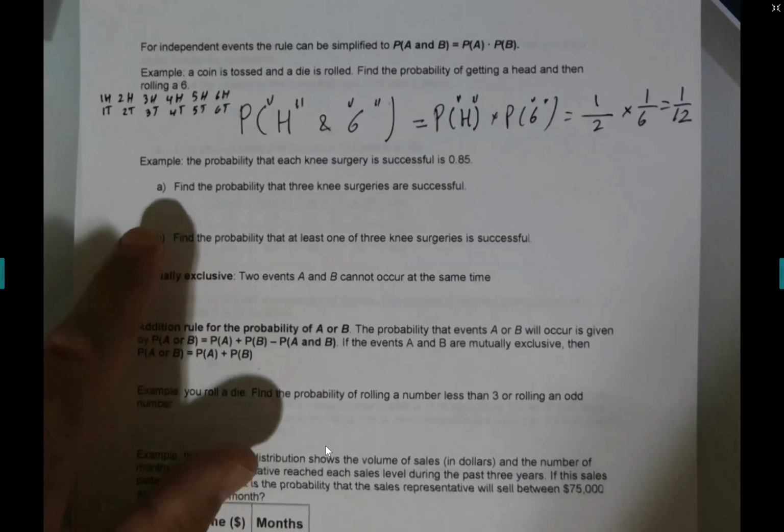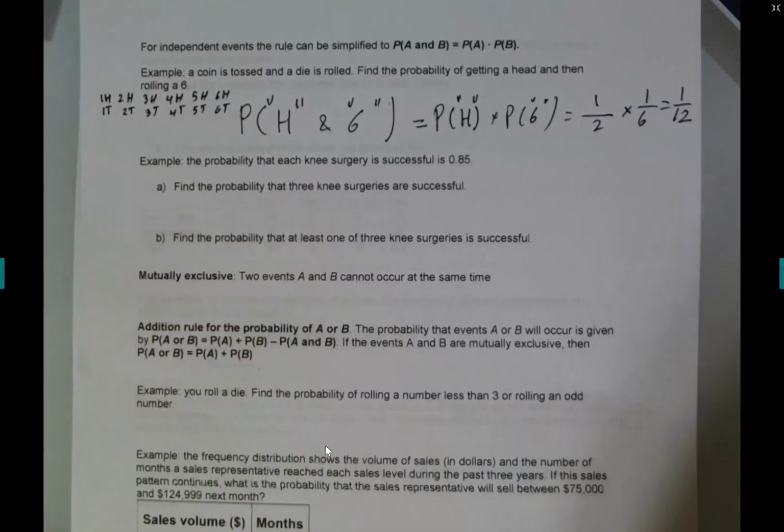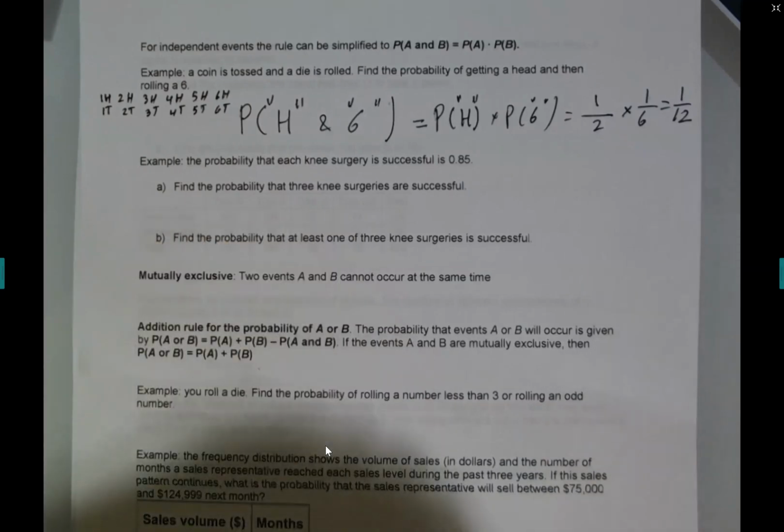Okay, let's do this example here, guys, together with independent events. The probability that a knee surgery is successful is 0.85. So a doctor performs knee surgeries, and the chance of success is 0.85. What's the probability that three different patients will have 3 surgeries and all 3 surgeries are successful?